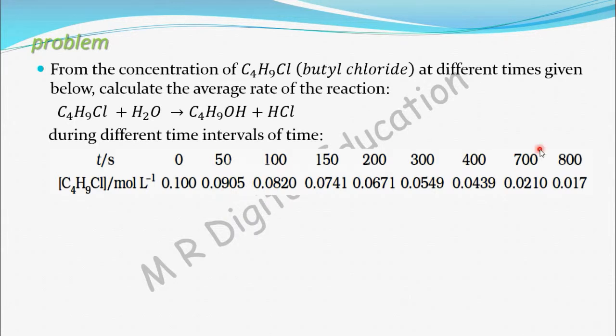And what he is asking now is, you have to calculate the average rate during different time intervals, that is, 0 to 50, what is the average rate, and 50 to 100, what is the average rate, 100 to 150, what is the average rate. Like this, during different time intervals we have to calculate the average rate of the reaction.